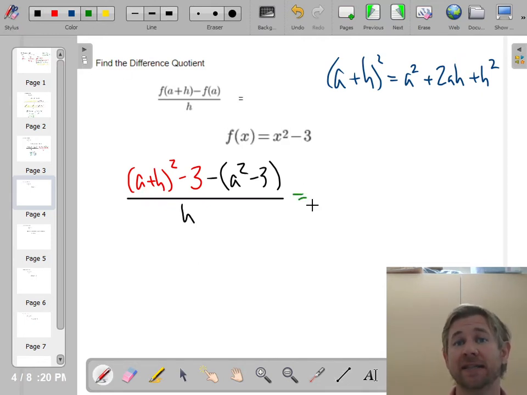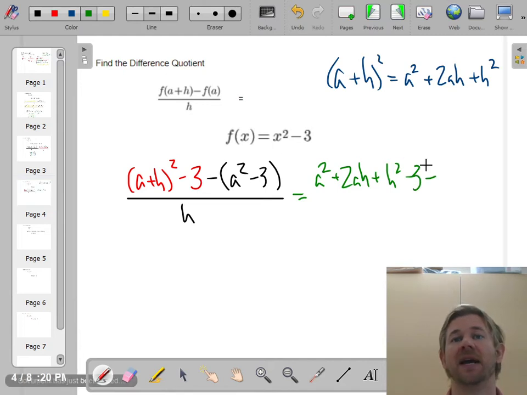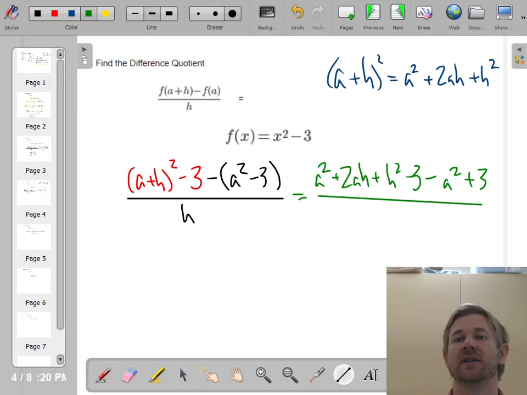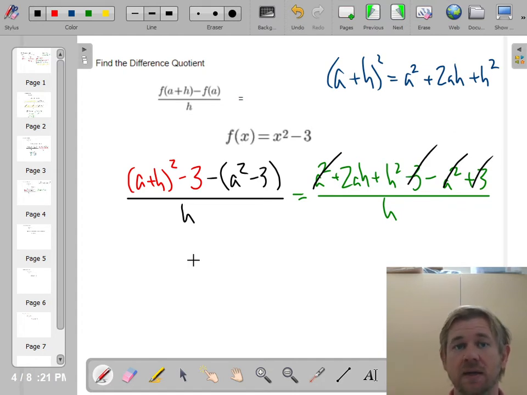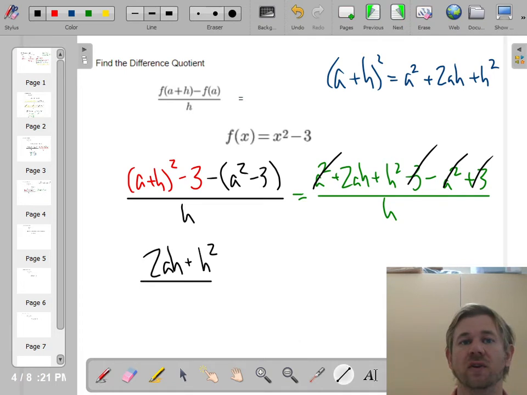So when I expand this, again, a plus h quantity squared is right there. A squared plus 2ah plus h squared. I still have a minus 3. Then I have minus a squared, and I have plus 3. And this is all over h. So what goes away? Hopefully a lot. A squared, negative 3. So I have 2ah plus h squared over h.